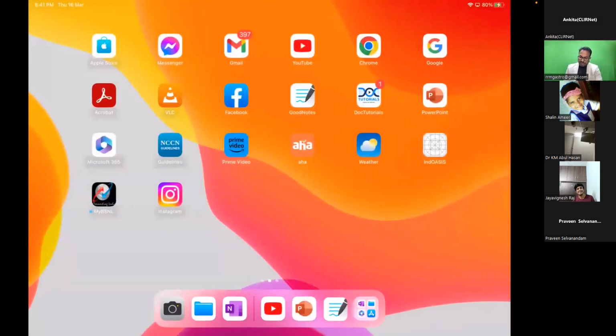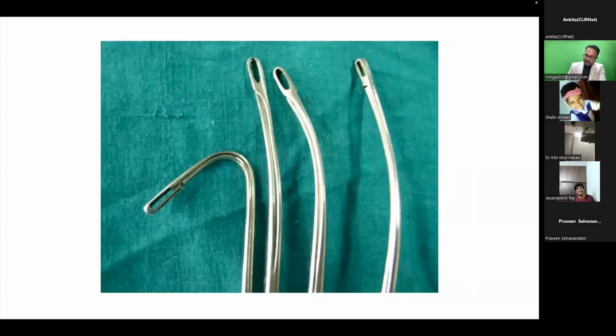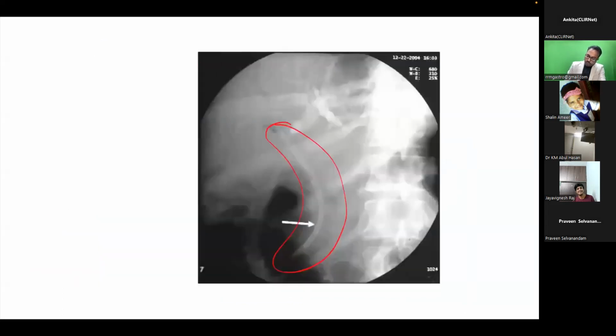So this picture is what is given in the next image. This question is again an image-based question for your exam. The tube shown here is a T-tube. And the forceps shown here is the Desjardins variety of stone removal forceps. Desjardins forceps used for stone removal. Please don't forget.